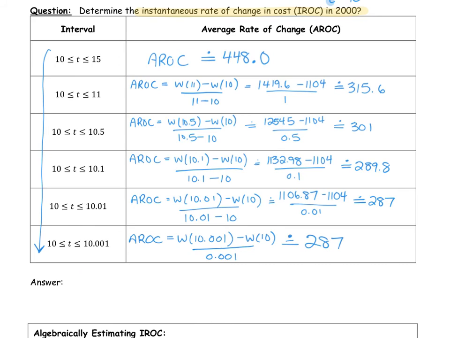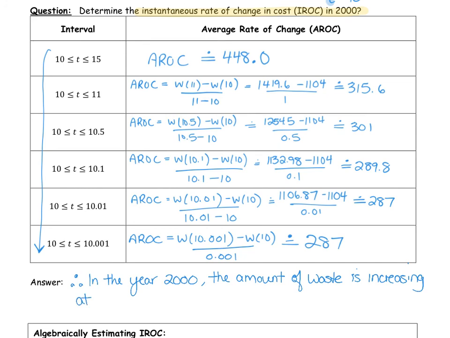So what we can say really is, therefore, in the year 2000, t equals 10, right? The amount of waste is increasing at a rate of 287 tons, or so, tons per year.